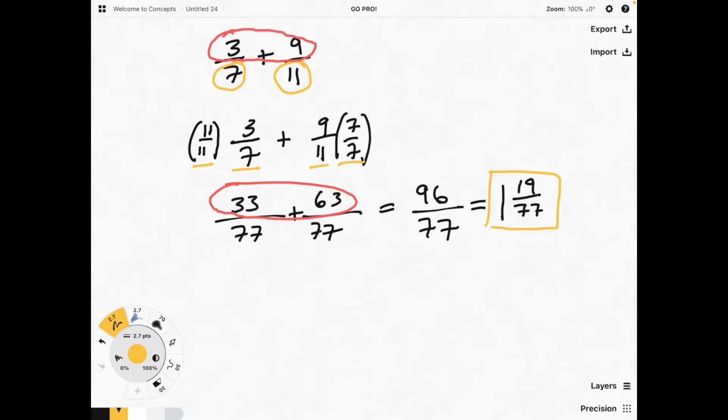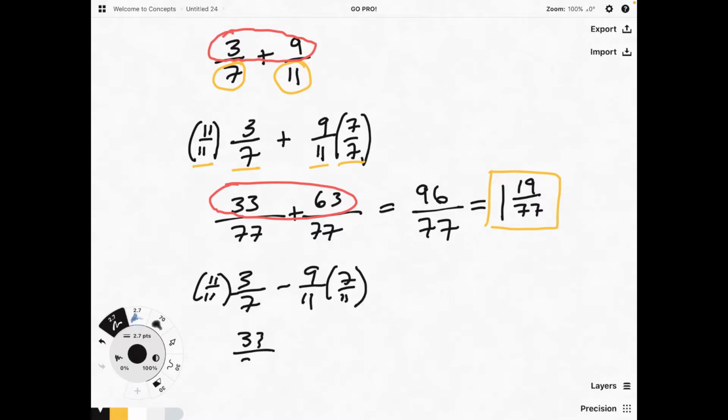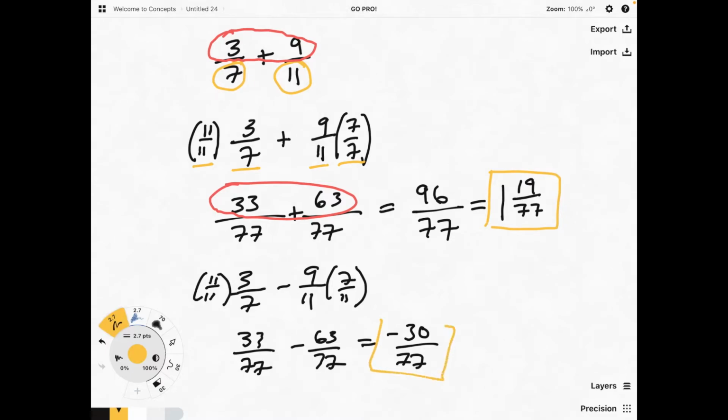Similarly, if we wanted to use this exact same problem and do a subtraction, then it would be the exact same rule and the exact same method. We will multiply each side by 1 to get the denominators to be the same, and this would be 33 over 77, in this case minus 63 over 77. When we do this, we're going to get negative 30 over 77, and this is our answer.